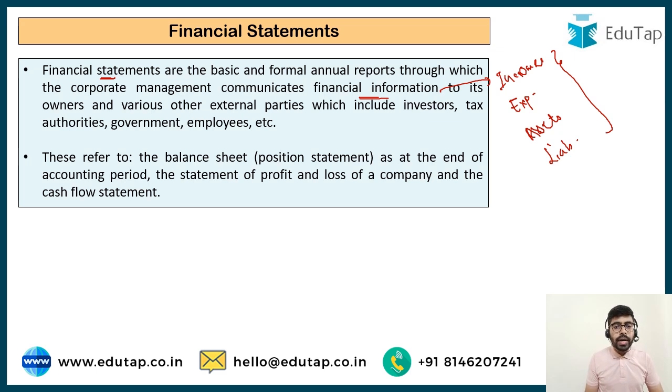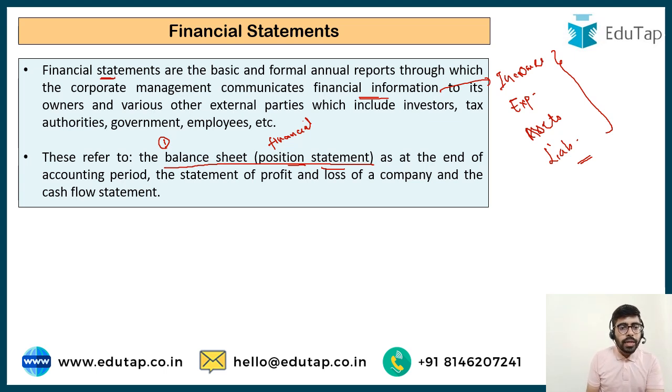We already know that this financial information is very useful for different users of accounting. They may be investors, tax authorities, the government, or even the employees of the company. Now we depict this financial information through different kinds of financial statements. First and foremost, the primary financial statement prepared by the company is the balance sheet. This balance sheet is also referred to as the position statement, because it depicts the financial position of the company.